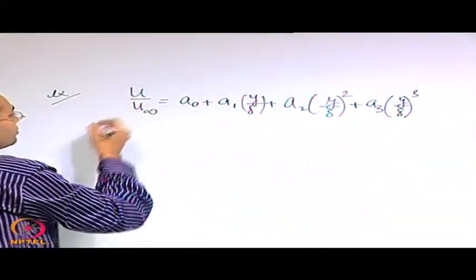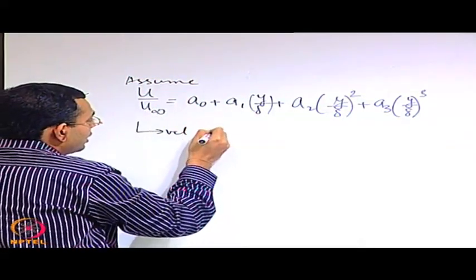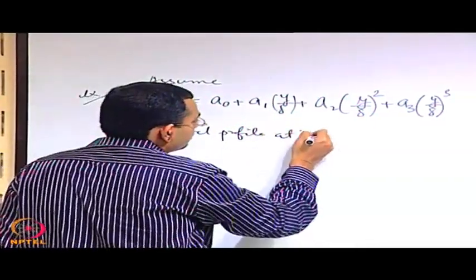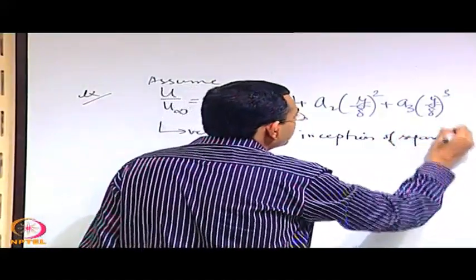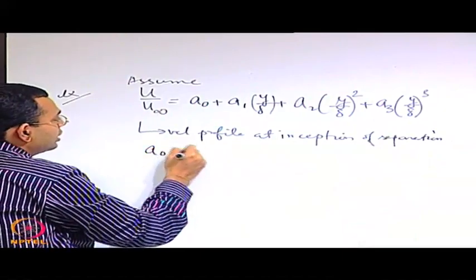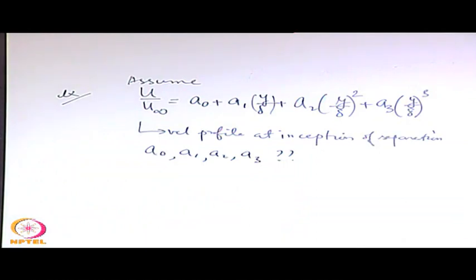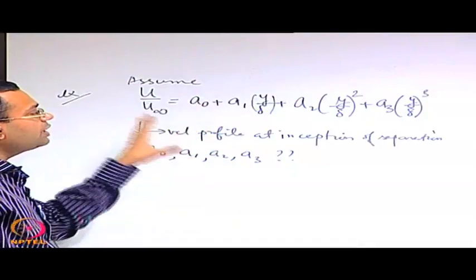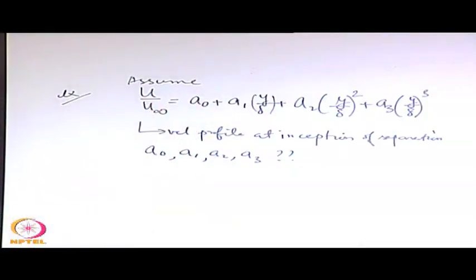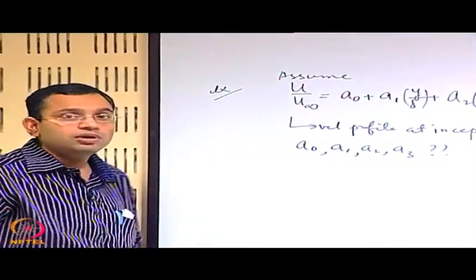Assume that this is the velocity profile at the inception of separation. Our objective is to find out a0, a1, a2, a3 consistent with the physical conditions. So it is just like estimating a velocity profile, or fitting a velocity profile in a polynomial form, that we did for flow over a flat plate, but the boundary conditions are somewhat altered.